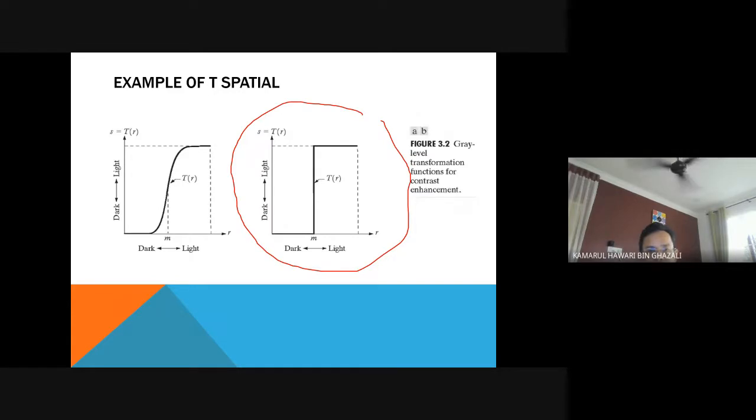This T, s equals T(r). It is the gray level transformation function for contrast enhancement. So it has a name: the transformation function for contrast enhancement. Here r goes from 0, dark, to light, dark to light. So this is the transformation.